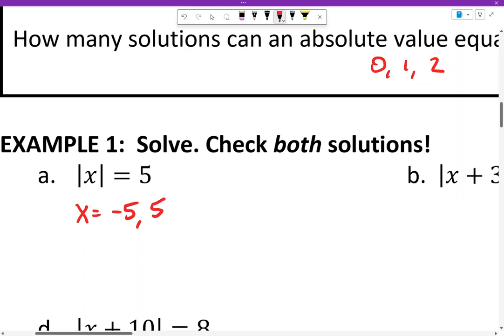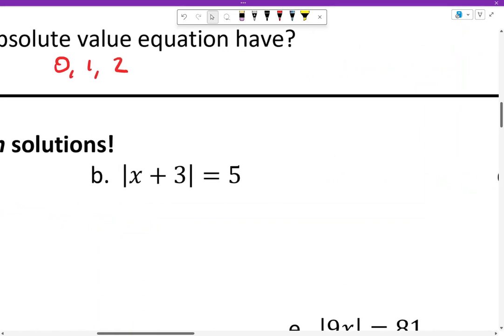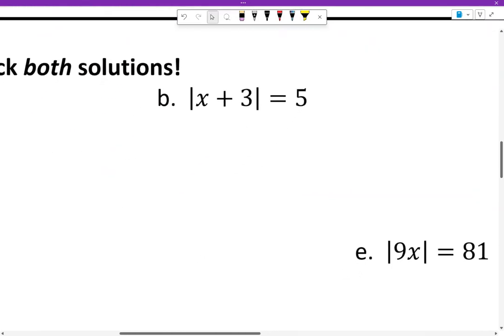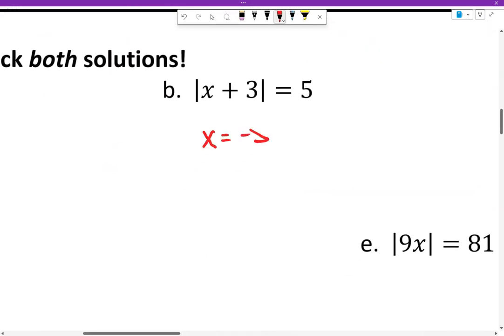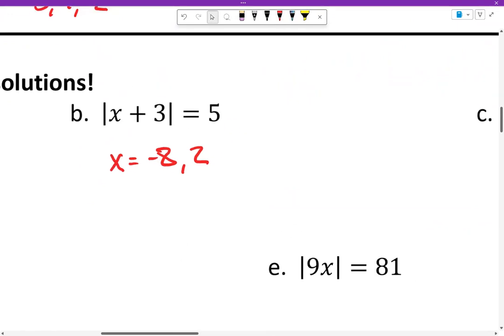And if I check my answers, if I put them in here for x, the absolute value, which is this symbol here, of either one of those numbers is 5. Same thing for here, the absolute value of x plus 3 equals 5. We did that above. We get -8 and 2. And if I plug those both in, -8 plus 3 is -5. That checks out. 2 plus 3 is 5. That also checks out.